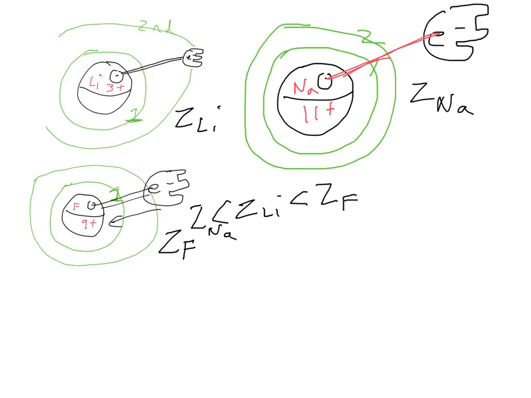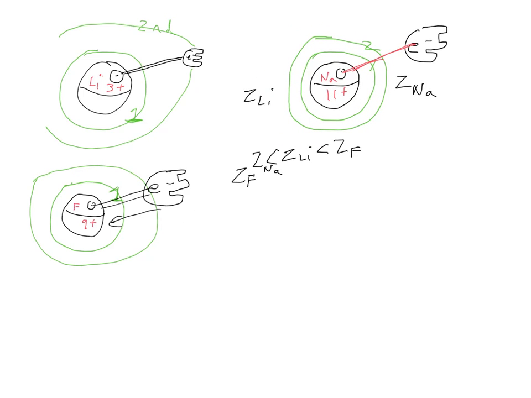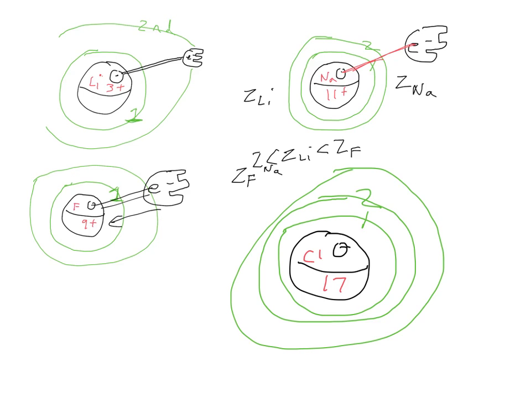Just to make sure that we've beaten this horse into submission, if we go from sodium to chlorine, we've increased the charge on the nucleus to 17. We've kept our number of core layers of electrons constant at two inner layers of electrons. Our outermost electron is still on that third layer.